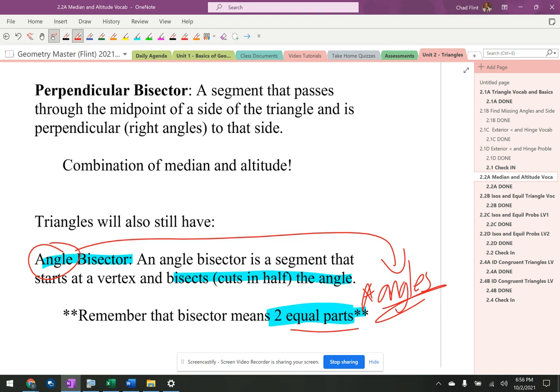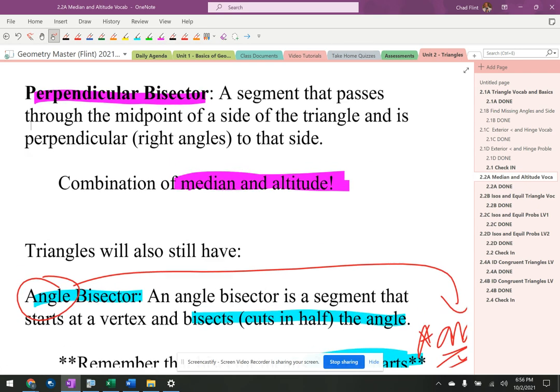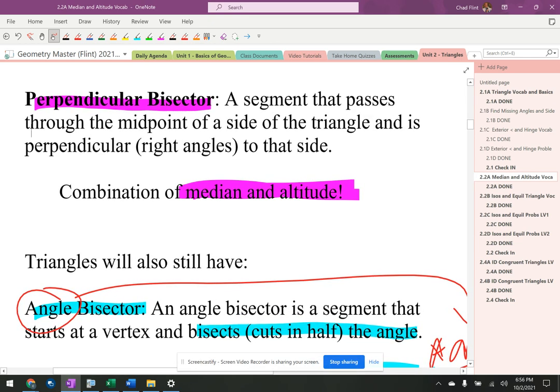Now when I take a median and an altitude and put them together, I get a perpendicular bisector. People tend to think this is very complicated. I say, what's a perpendicular bisector? They're like, I have no idea. Well, what's perpendicular? Makes right angles. What's a bisector? Cuts in half. So what's a perpendicular bisector? Makes right angles, cuts the side in half. A perpendicular bisector just takes a median and an altitude and combines them together.